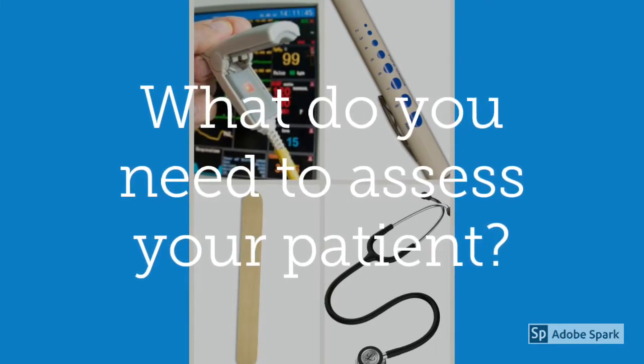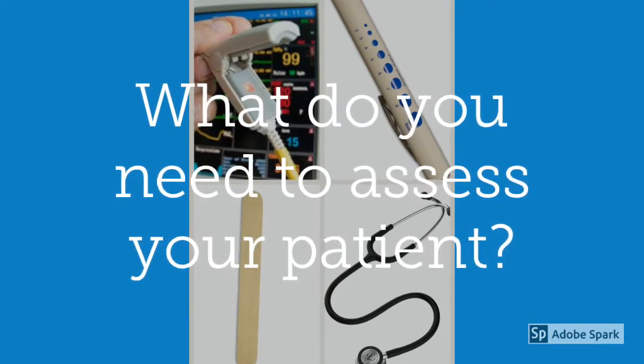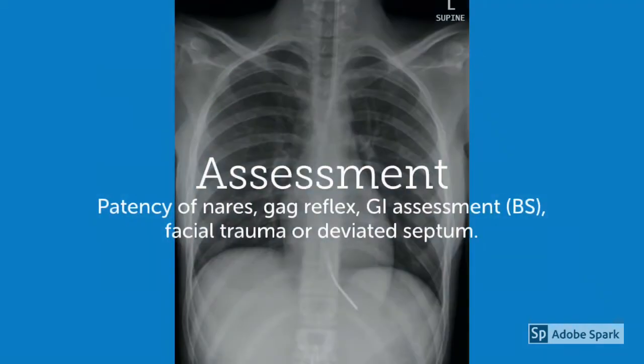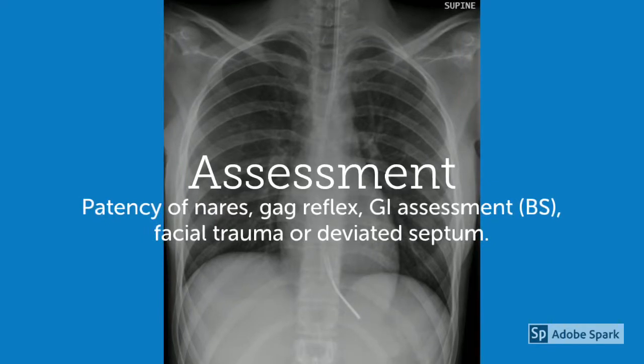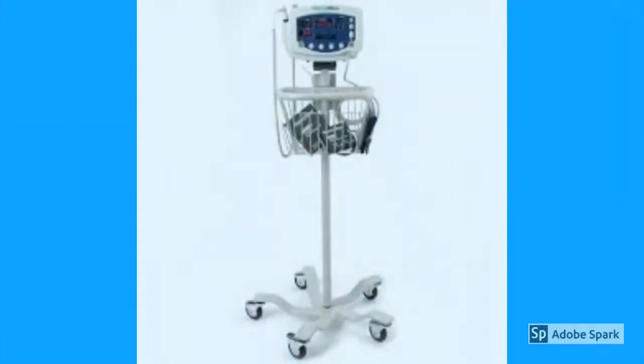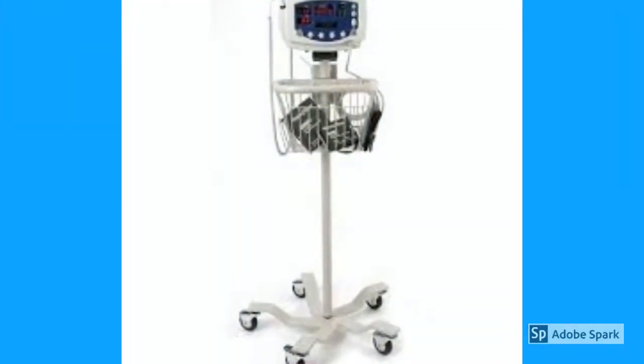First, assessment. What you will need for this: a pen light, tongue depressor, stethoscope, and pulse oximetry monitor. First, use the pen light to check the nares. Be sure to ask your patient about previous facial trauma, especially a broken nose or a deviated septum, as this will change which nares you use. Then use the tongue depressor to check the gag reflex and the stethoscope to check bowel sounds. And check your patient's oxygenation. In fact, get a full set of vitals before you get started and leave the pulse ox on. We will need monitoring during the procedure.